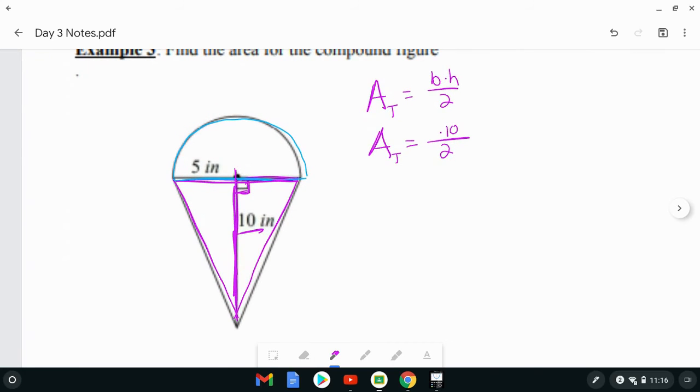If we look at the base of the triangle, we know that this half is 5. Because it's the radius of the semicircle, we know that that other half also has to be 5. Because those two parts are 5, we can state that the base is equal to 10. Plug it into your formula. You get 100 over 2. So the area of that triangle is going to be 50 inches squared.